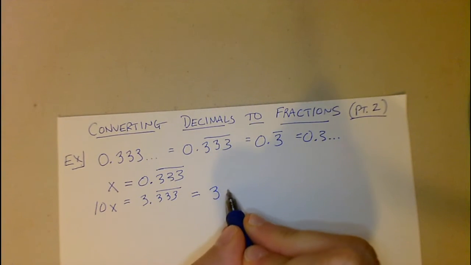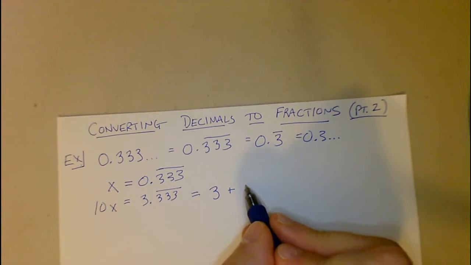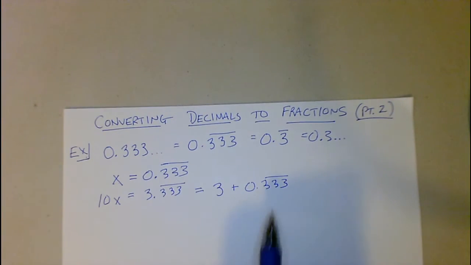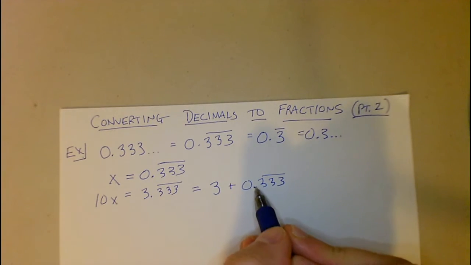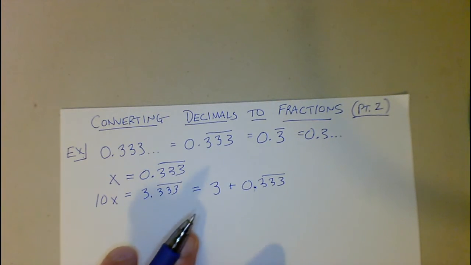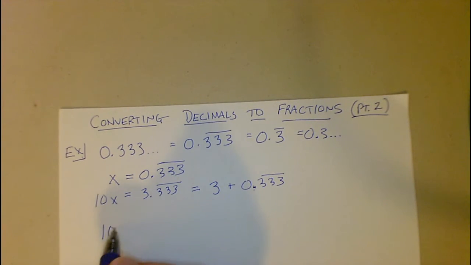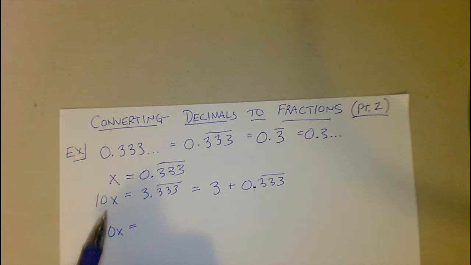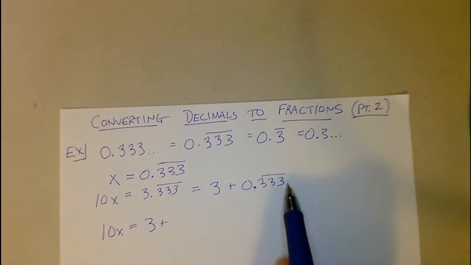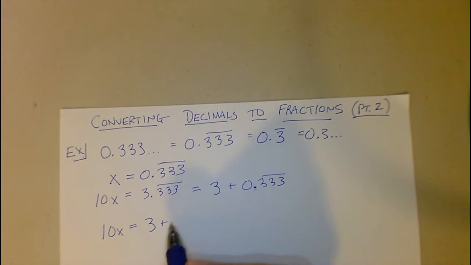Now let's look at this right-hand side. This is 3 plus 0.333 repeating. Now this should look familiar. This 0.333 repeating is what I called X. And so if I rewrite this in terms of X, I have 10X equal to 3 plus X, since 0.333 repeating is what we called X originally.